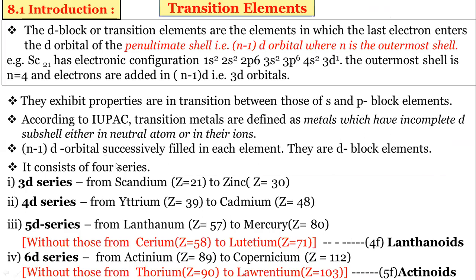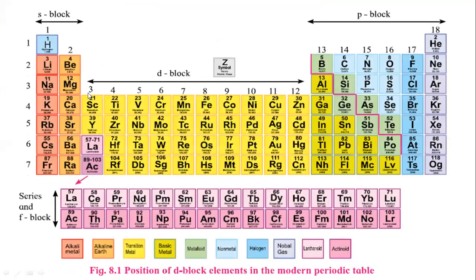So according to the IUPAC, the new definition is made. Transition metals are the metals defined as having an incomplete d subshell, or the d subshell is partially filled, not completely filled. So in all these elements, group number 3 to group number 12, the d orbital is incompletely filled or partially filled.